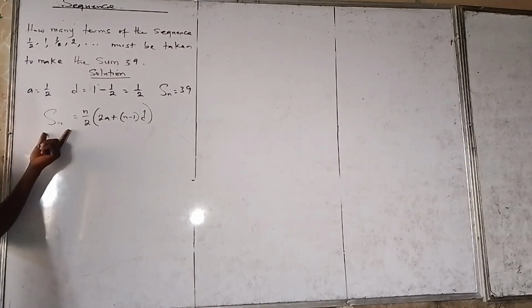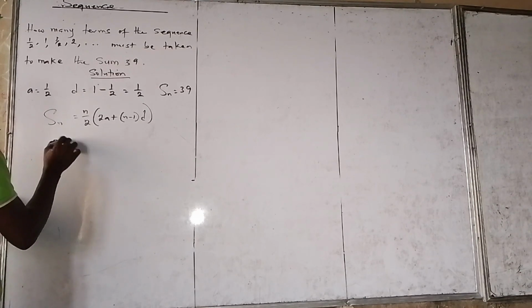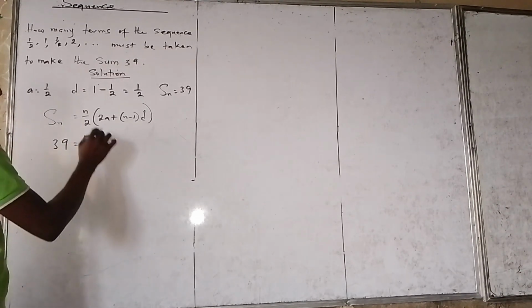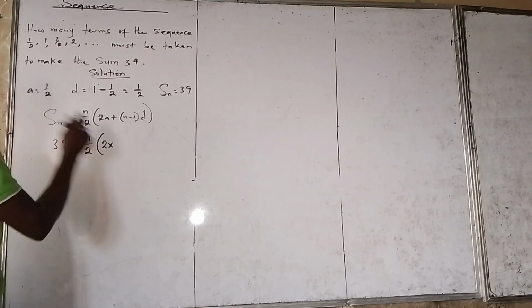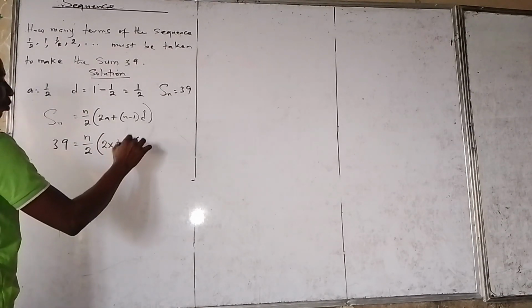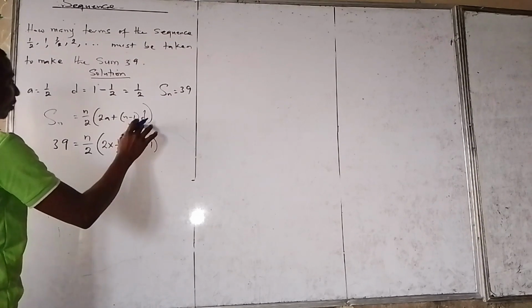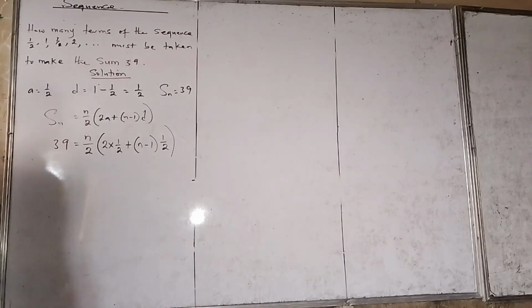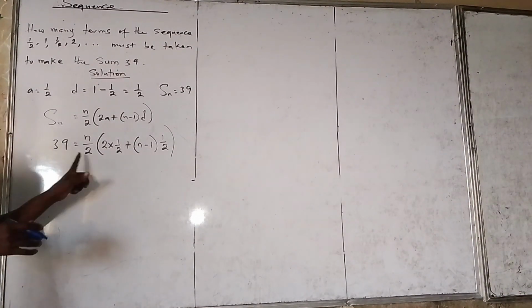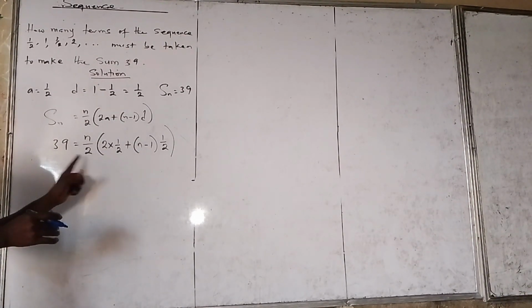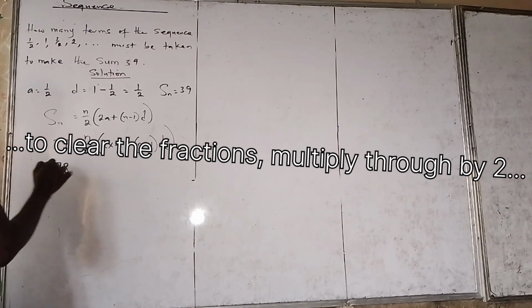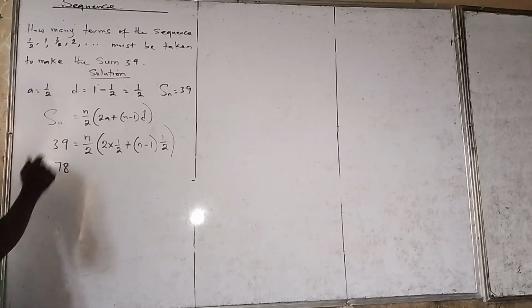Alright, so we can substitute now. Our Sn is 39 equals n over 2, open bracket, 2 times the first term. First term is 1 over 2, plus n minus 1 times the common difference, which is 1 over 2. Okay, so from here, to clear this fraction, you multiply both sides of the equality by 2. So when you do that, you are going to have 78. 39 times 2 is 78.